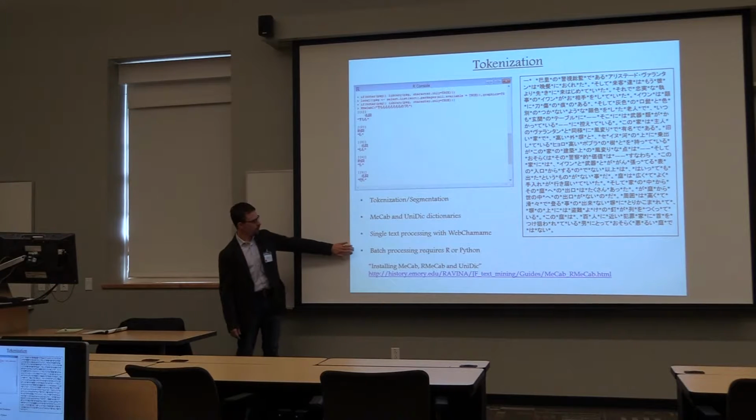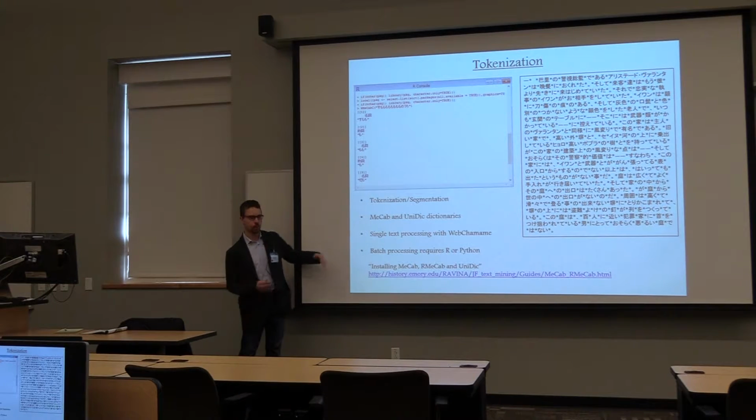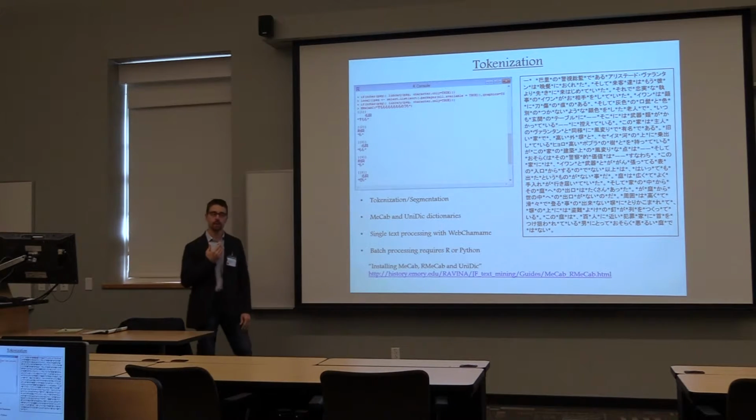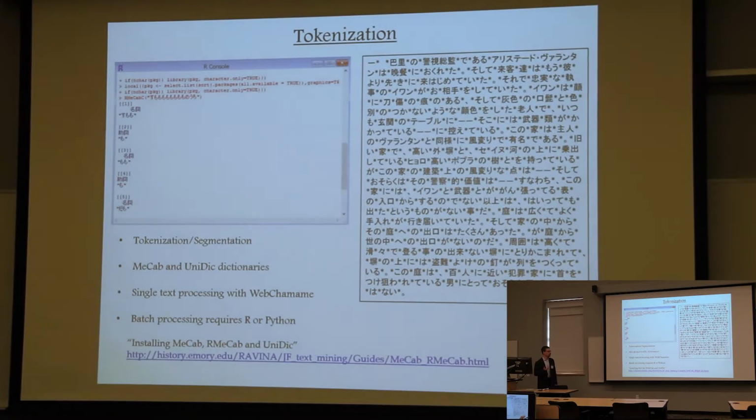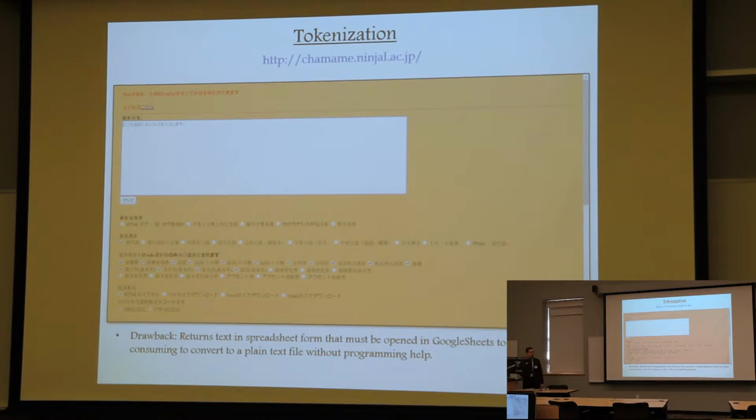Now the real problem here is that you don't want to do this one text at a time. And so to do a number of texts, or to do batch processing, requires R or Python. So at least right now, there is that kind of basic programming that's required. Mark Ravina has written another useful blog to show you how you can do that with the R programming language. I'm going to show you, though, there is one tool that's been developed by the National Institute for Linguistics called Web Chamame. Here's the URL if you want to go to it.